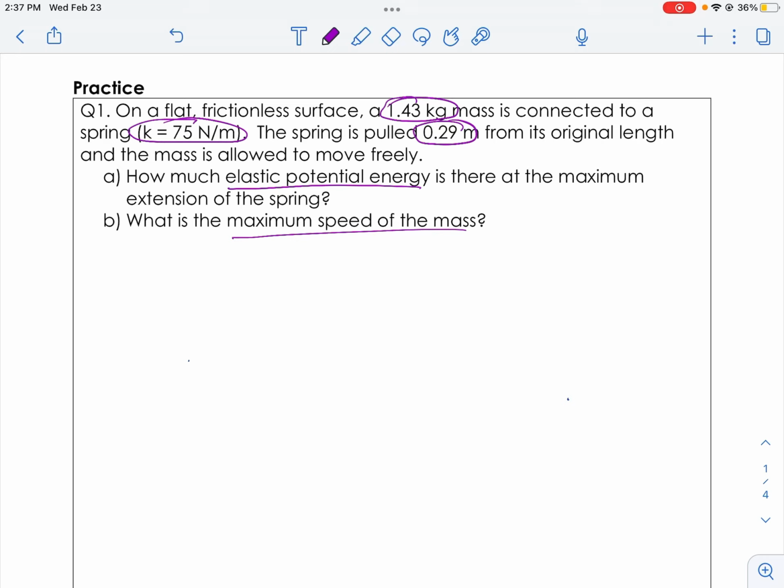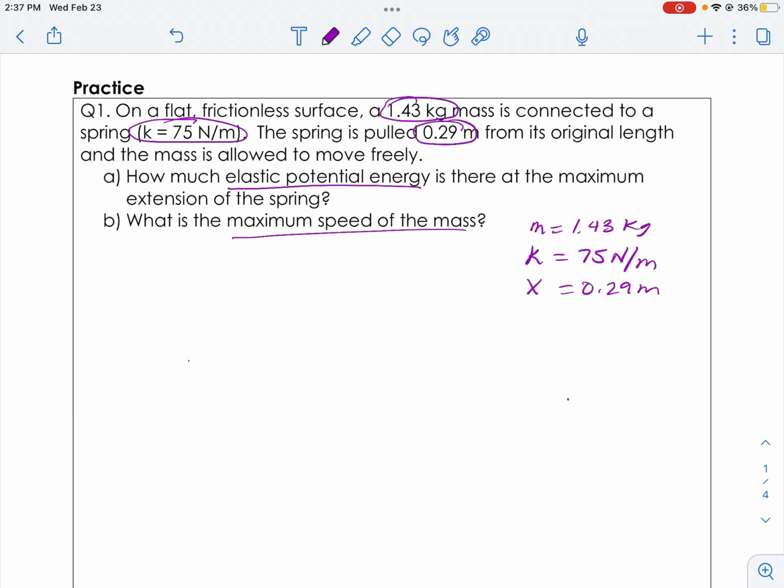So here's what we know. Mass is 1.43 kilograms. Spring constant k is 75 newtons per meter. And displacement x is 0.29 meters. So far, we are all in correct units, which is nice. We don't have to do any converting.